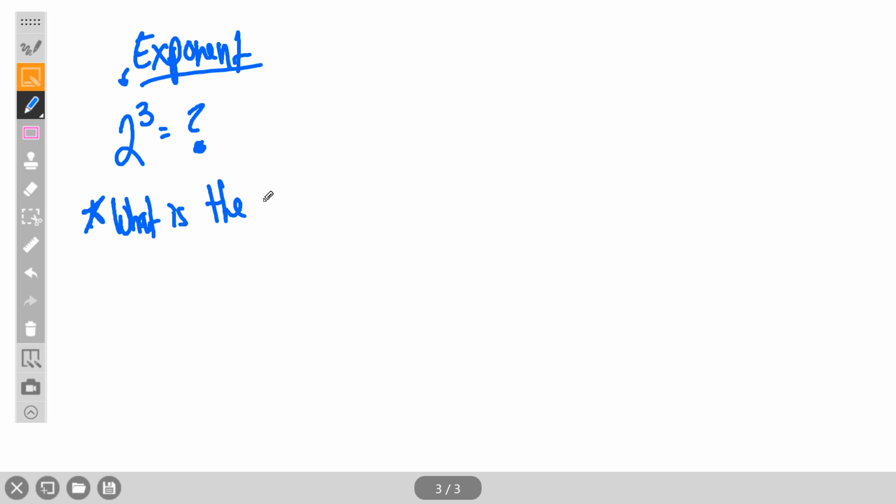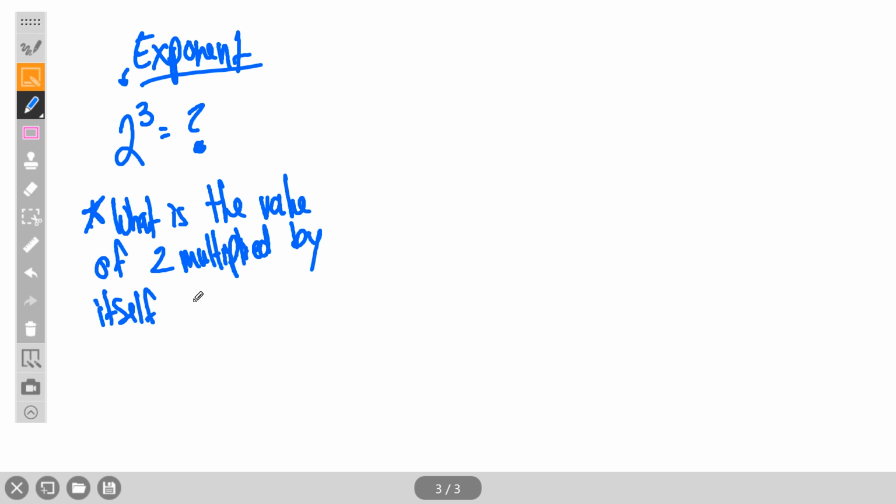So an example of an exponent would be 2 to the third power. And this is equal to something, all right? But the operation here is an exponent. And this is asking a specific question. It's asking, what is the value of 2 multiplied by itself 3 times? Okay, this is what this exponent is asking here.